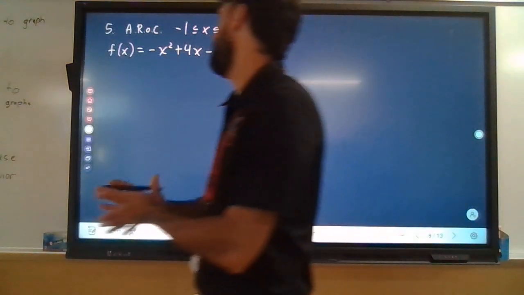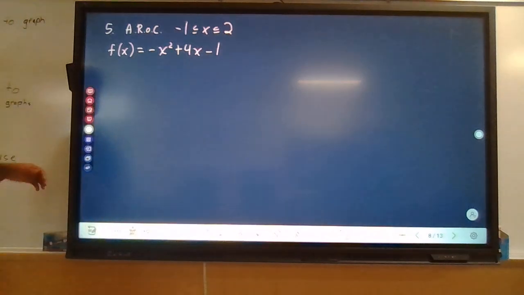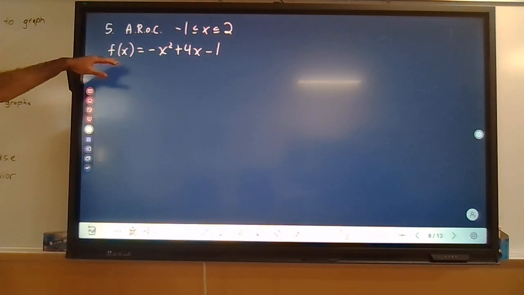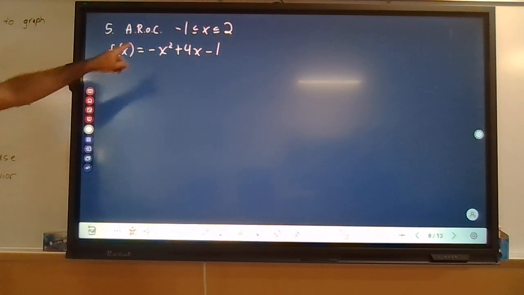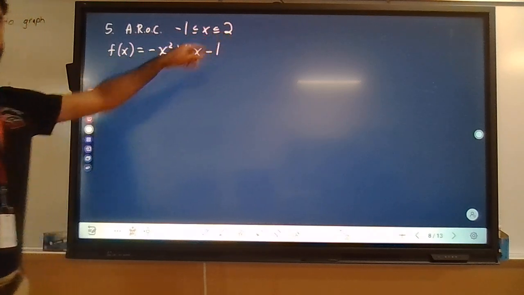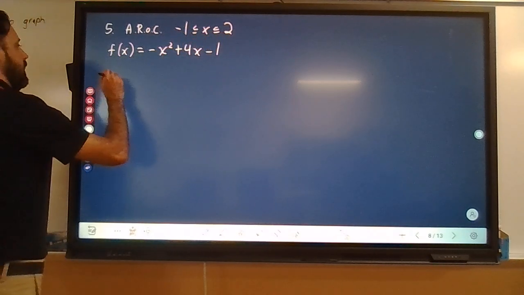Number 5, we're looking for the average rate of change, but we're given a function this time. And so we have to have coordinate points. Right now we only have x coordinates, but we want y coordinates. So to get the y coordinates, we're going to plug those values in.